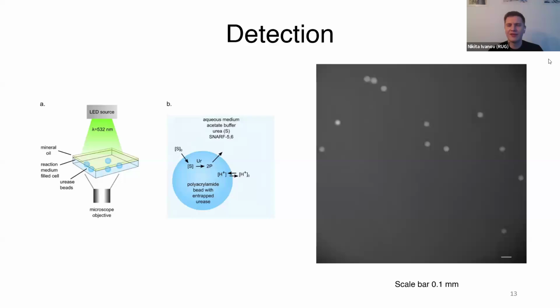And this is how we see it in the microscope. So the beads are 50 microns. We put them in the cell, and the fluorescent dye basically helps us to locate them, but also to understand what is the pH, whether it's acidic or basic in this place.